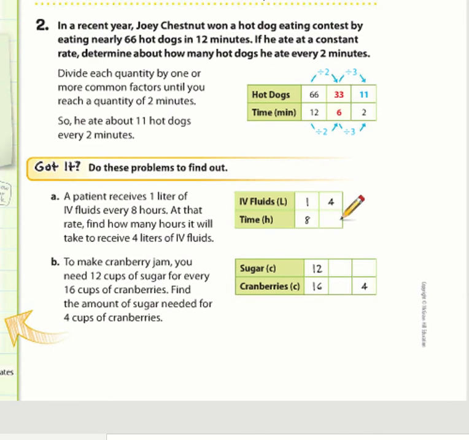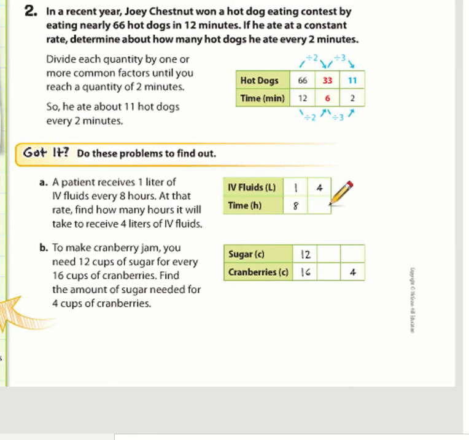In a recent year, Joey Chestnut won a hot dog eating contest by eating nearly 66 hot dogs in 12 minutes. If he ate at a constant rate, determine how many hot dogs he would eat every 2 minutes. So we have 12 minutes. Our goal, it's asking us, we need to know how much he'd eat every 2 minutes.